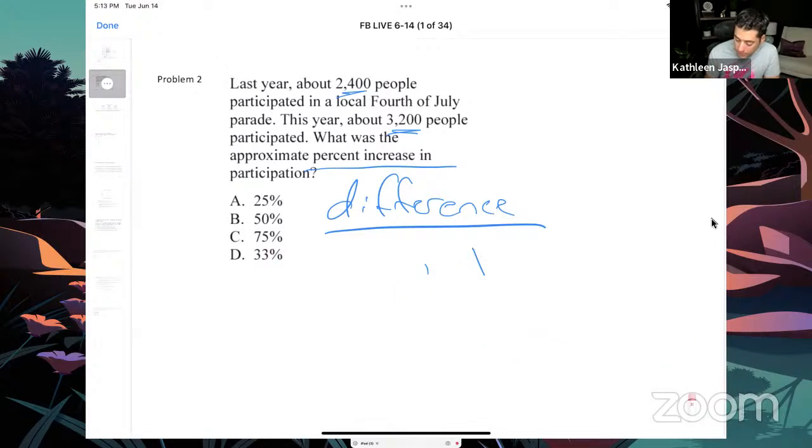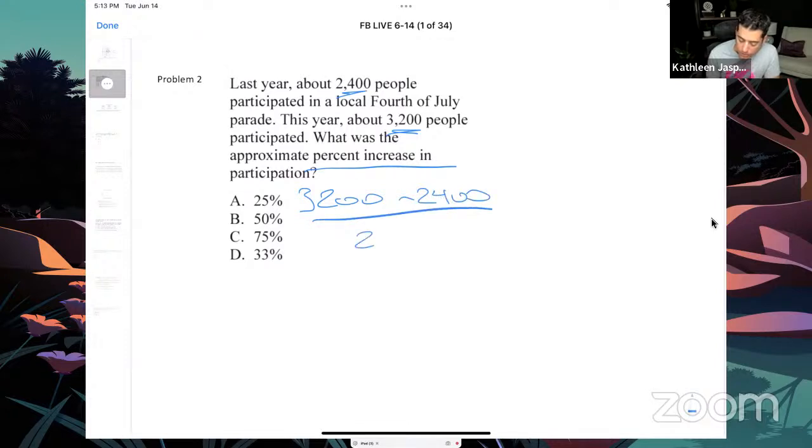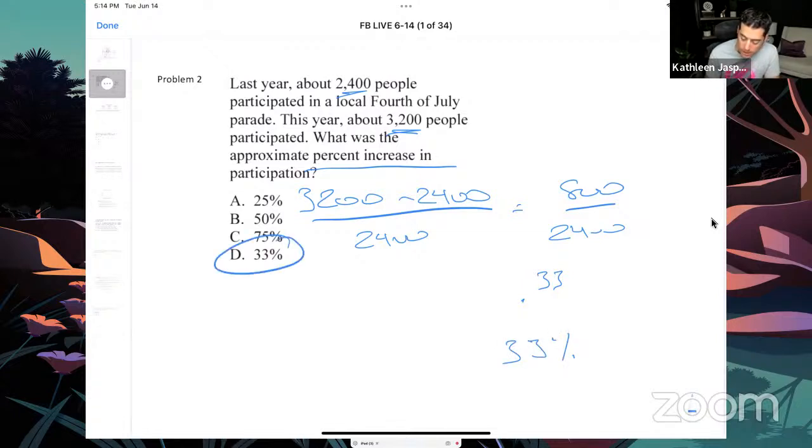I'm going to show you if you did it the other way. So let's do 3,200 minus 2,400 all over 2,400. Well, now we get positive 800 over 2,400, which is still 0.33, okay, which is still 33%. D is the correct answer. It doesn't matter if this is positive or negative. We already know it's a percent increase. This technically is the right way to write it, but who cares?